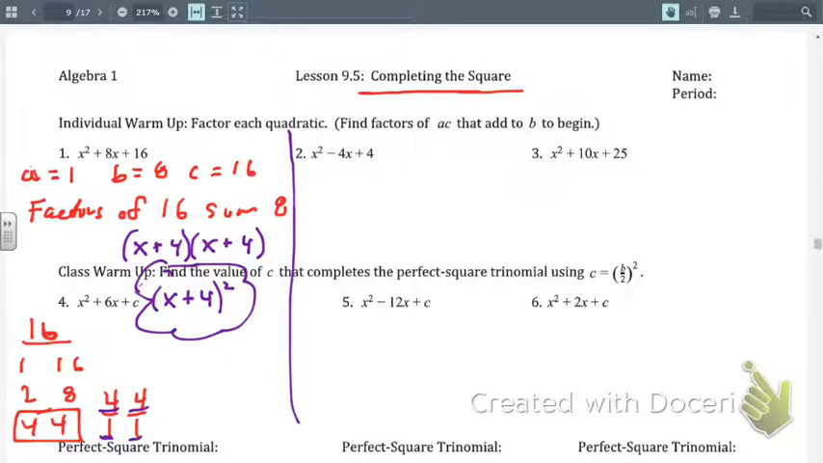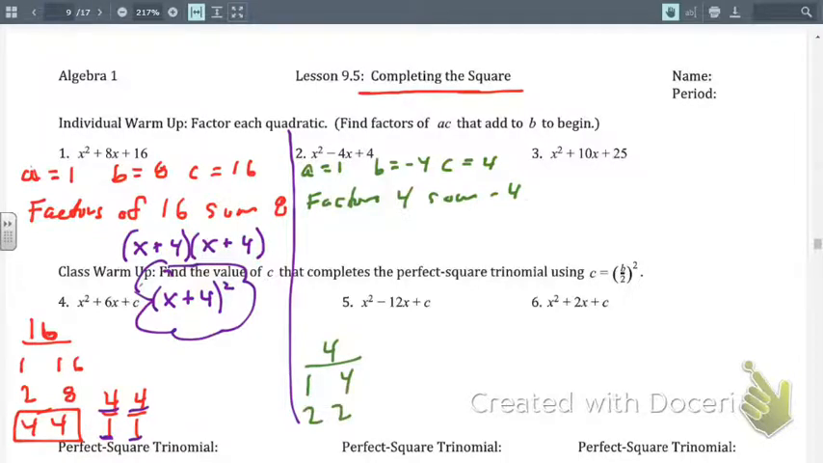Next one. Write down your a, your b, and your c. So your a is 1, your b is negative 4, and your c is positive 4. So we want factors of a times c, so factors of 4 that sum to negative 4. Alright, factors of 4: 1 and 4, and 2 and 2. Now, which pair will sum to negative 4? Well, none of them as is right now.